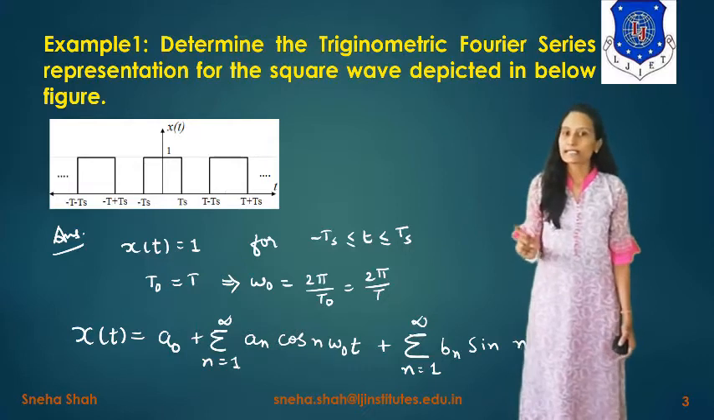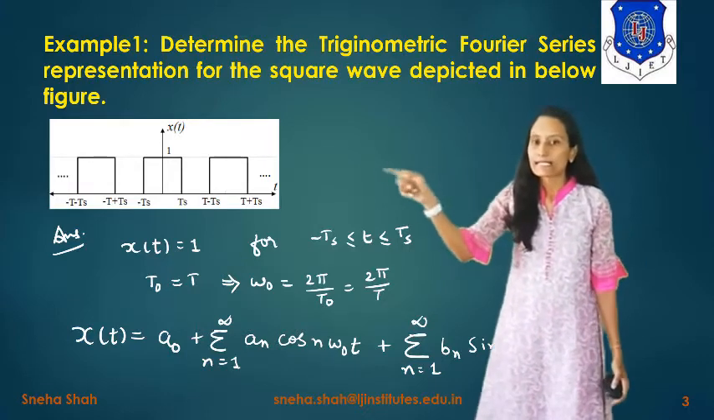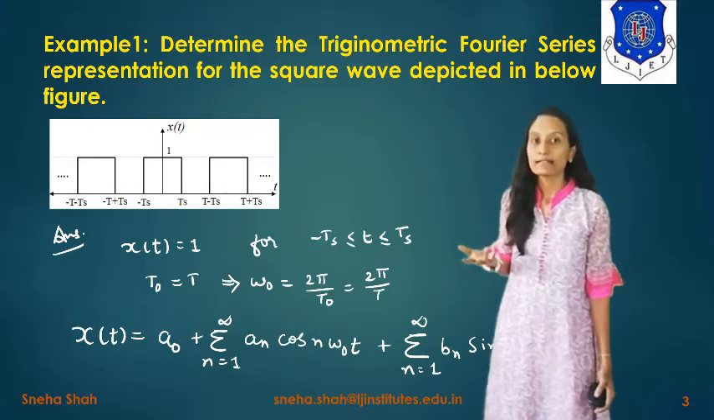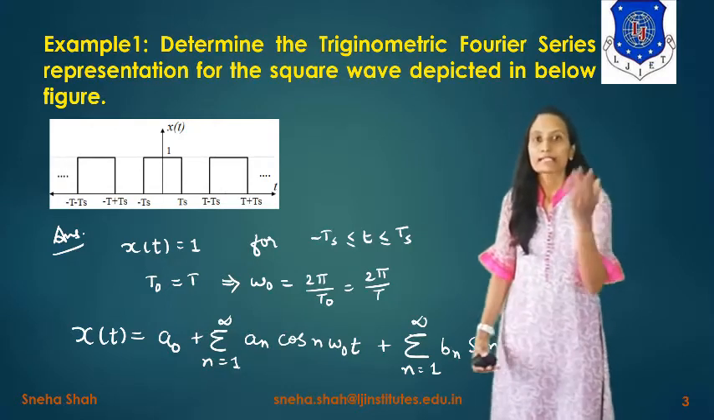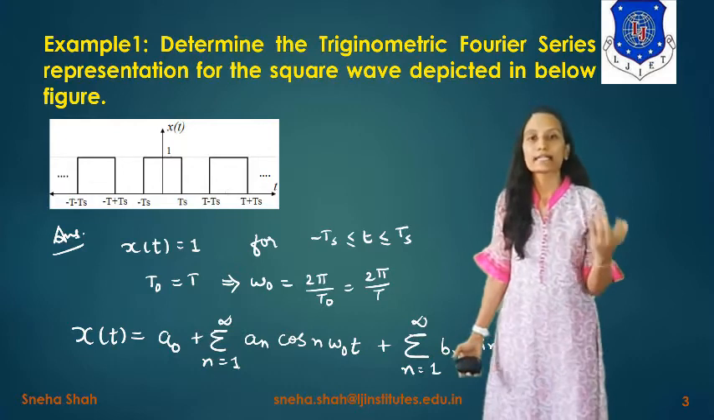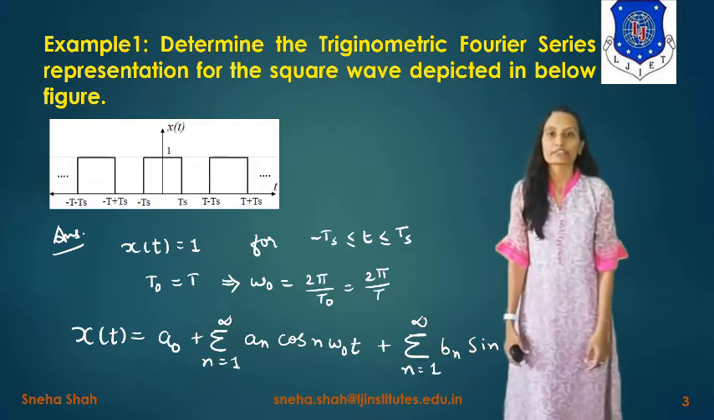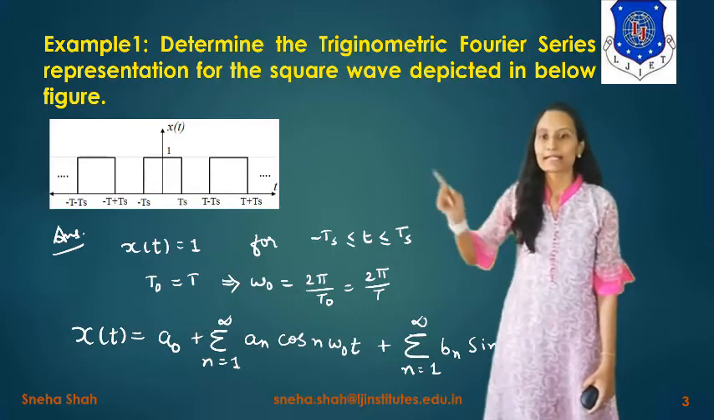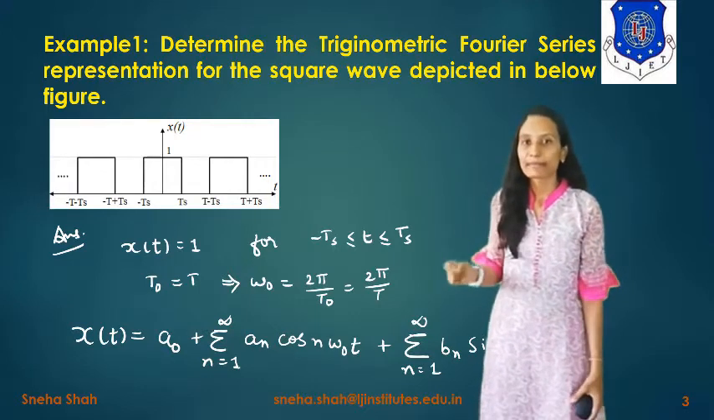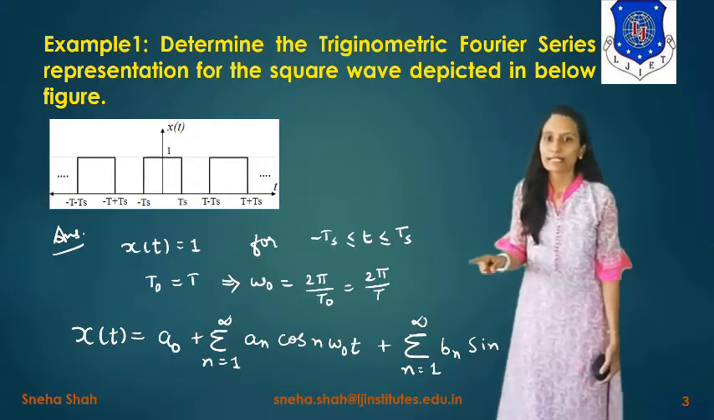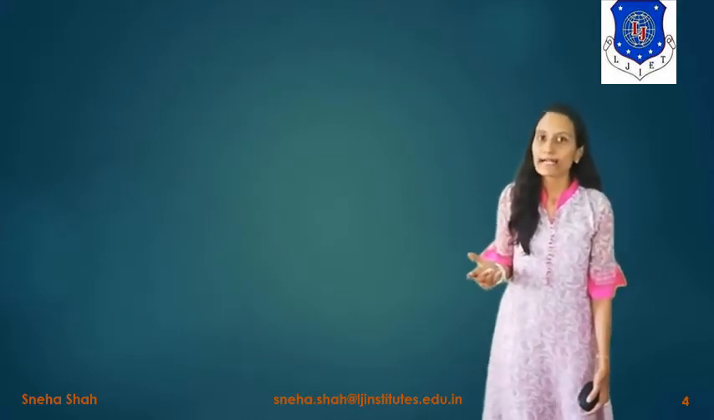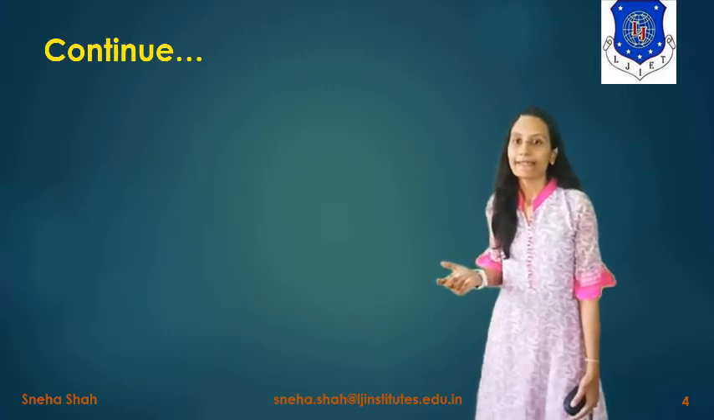In this equation, we are finding the values of a0, an and bn with the help of these two things. In this example, you can see from this graph that this signal is an even symmetrical signal, right? Because if we hold x of t, it gives the mirror image on the x of minus t side. So if we apply even symmetry in this example, the value of bn equals 0. So we just have to find the values of a0 and an.